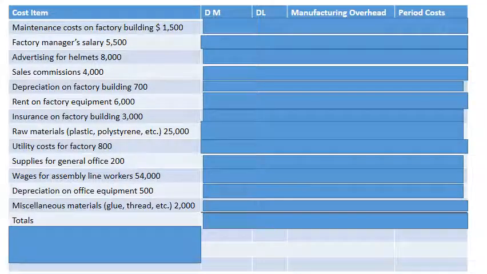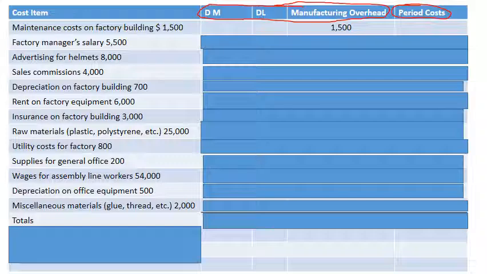So you see here that I've got the product costs: direct material, direct labor, and manufacturing overhead. And I have a column for period costs. For each of these items, we're going to identify them as one or the other. So maintenance costs on the factory building of $1,500, that would be a product cost, and it is manufacturing overhead because you can't tie it to a specific unit.